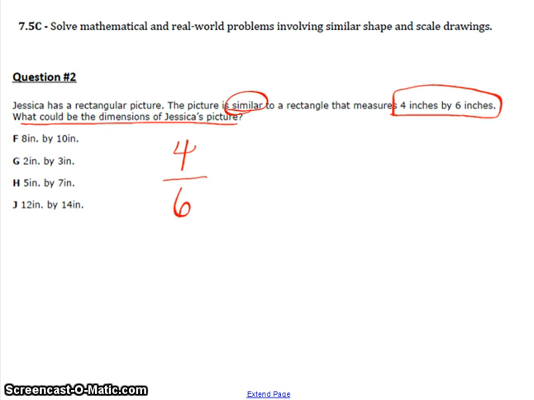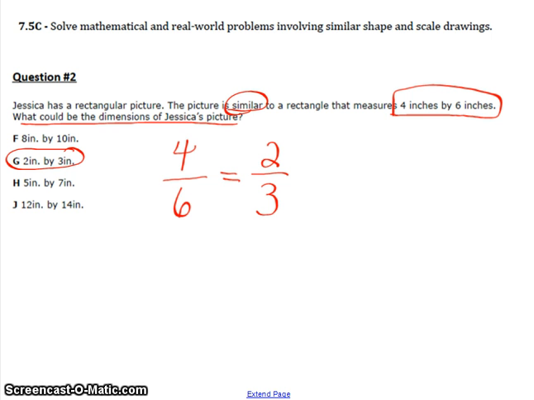One would be to simplify this fraction to see if my new fraction would be one of the dimensions listed. So I know 4/6 simplifies to 2/3, and so my new dimensions could be 2 inches by 3 inches. When you look at your answer choices, you're going to see that that answer is given.